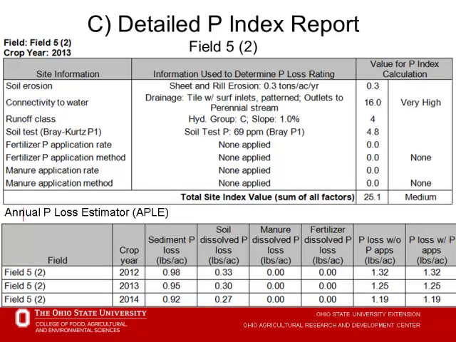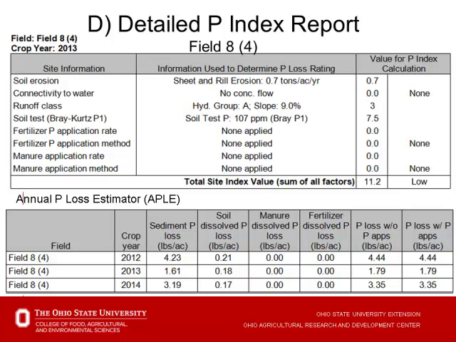I'm going to skip a couple more slides here, and you can get that same detail for all of those fields. And here's a field that has a low P index, but actually came back with values 2 out of the 3 years of 4 or greater, which, as you look back, is mostly coming from sediment loss in relationship to phosphorus loss.